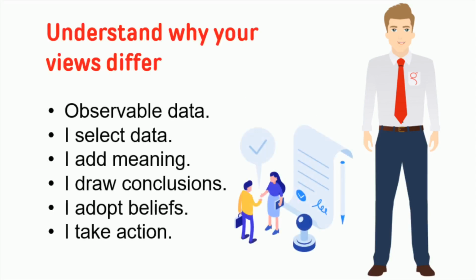Our differing views stem from observable data. The process involves 1. Selecting data, choosing specific information or evidence for consideration. 2. Adding meaning, assigning significance or interpretation to the selected data. 3. Drawing conclusions, forming logical inferences based on the interpreted data. 4. Adopting beliefs, embracing overarching principles or convictions derived from the drawn conclusions. 5. Taking action, implementing decisions or behaviors based on the adopted beliefs and conclusions.